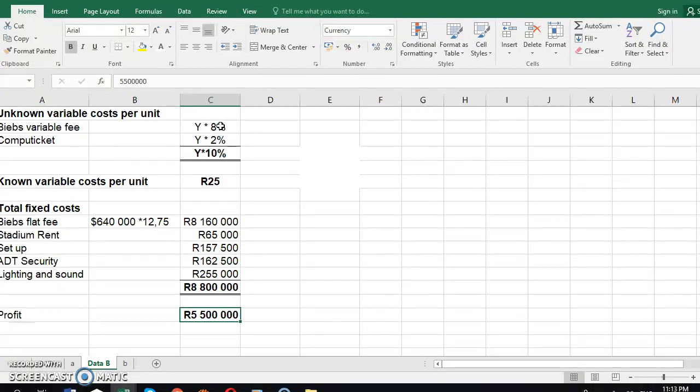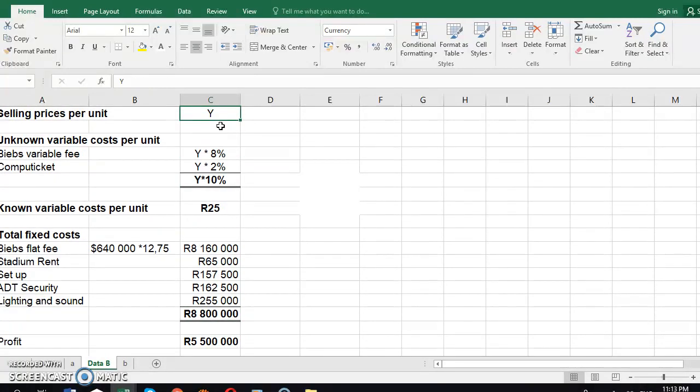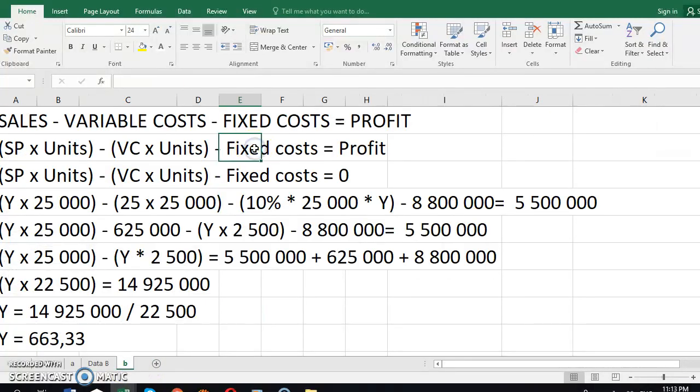And then we don't want to break even. We want to achieve a profit of 5.5 million. Now watch this. It looks complicated, but it's still just applying these inputs to the formula. So still apply this formula. Only difference is now my selling price is unknown, but my units is 25,000.